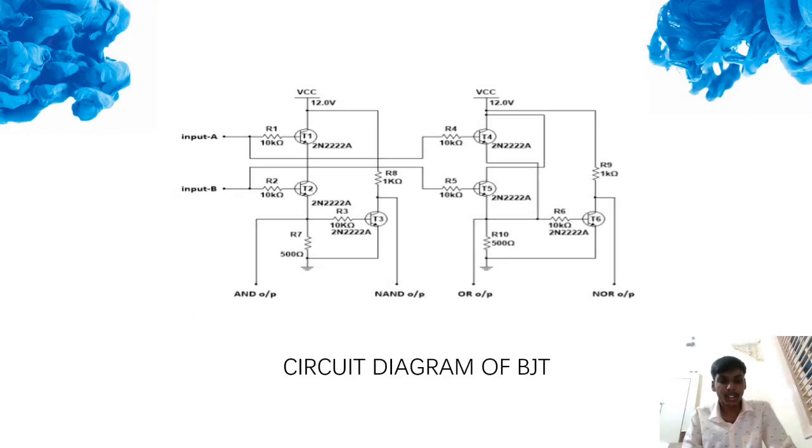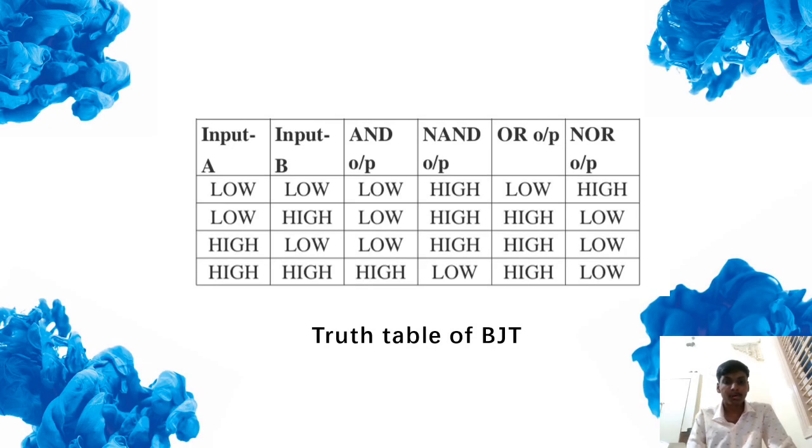This is the circuit of the BJT. This is the truth table of the BJT with inputs A and B. If both inputs A and B are low, then the AND gate output is low, the NAND gate output is high, the OR gate output is low, and the NOR gate output is high.